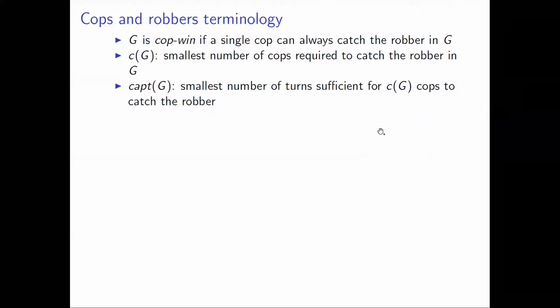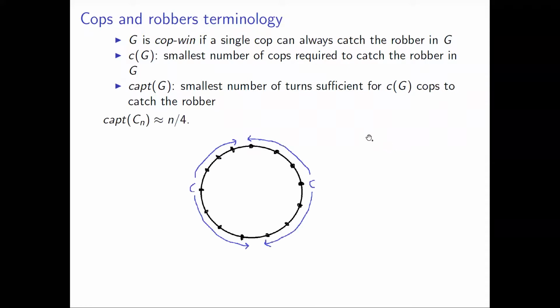Let's look at another graph that we saw earlier, the cycle. So with the cycle, initially when we were proving that the cycle had cop number 2, we used a strategy where the cops were next to each other. But a smarter strategy, if we want to minimize the capture time, is to have the cops start approximately diametrically opposite. So one of the cops starts here, one of the cops starts here.